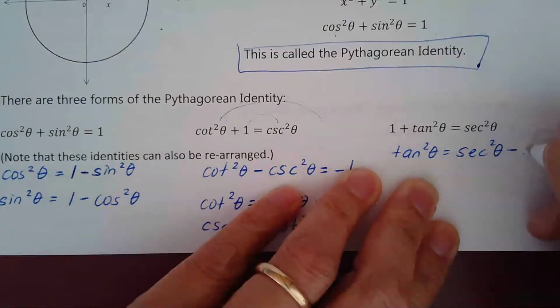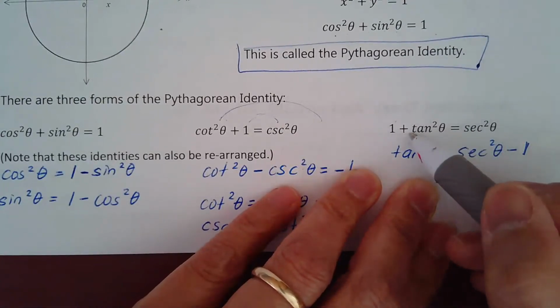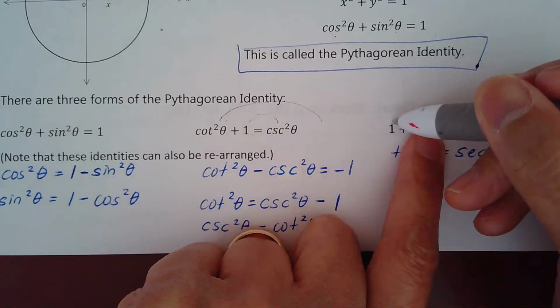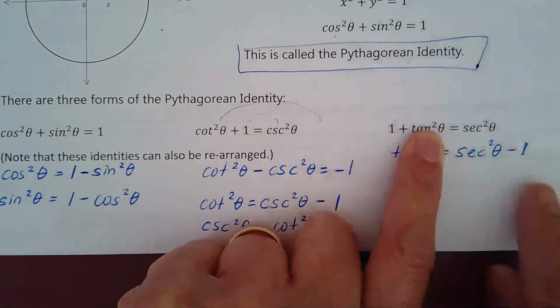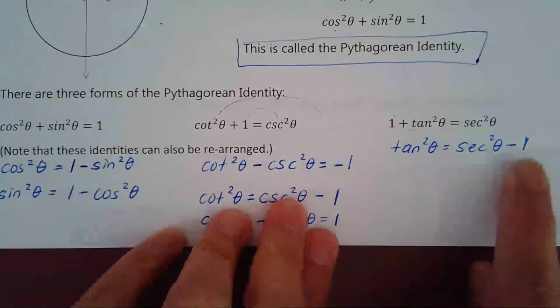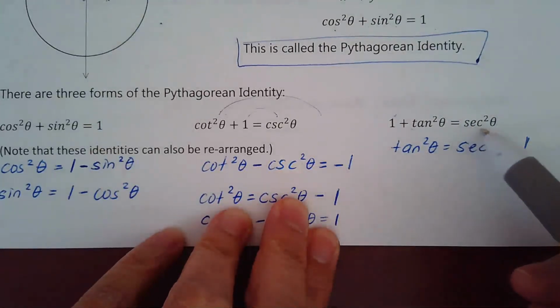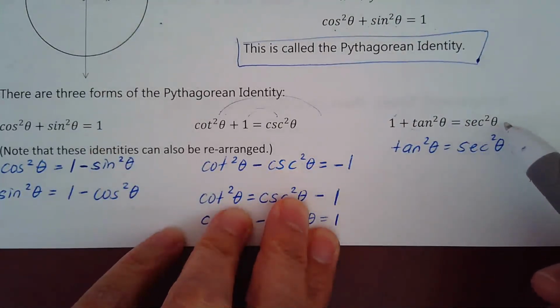Minus 1. So keeping the tan squared theta over here, and I'm bringing the 1 to the other side of the equation becomes minus 1. Okay, so that's one possibility. The other possibility is this one here, the secant by itself.